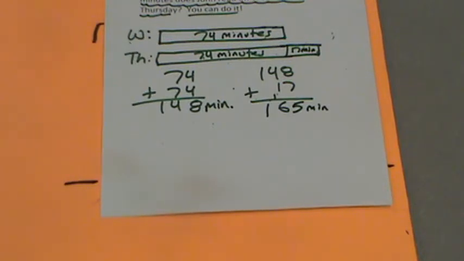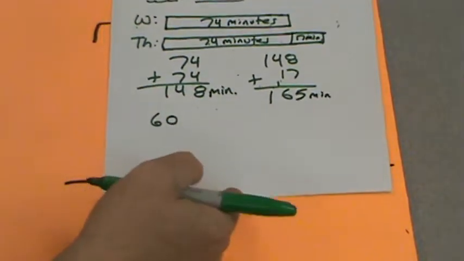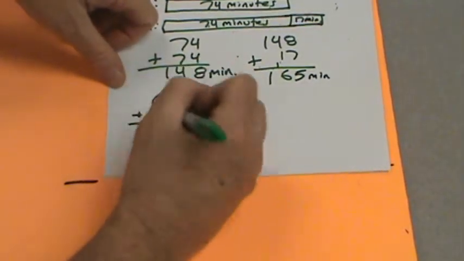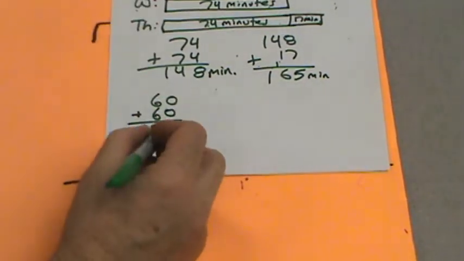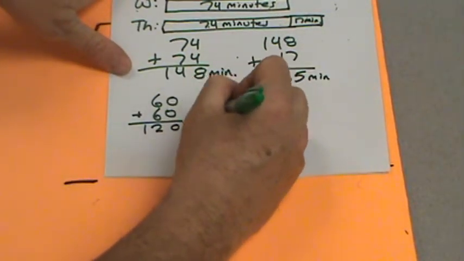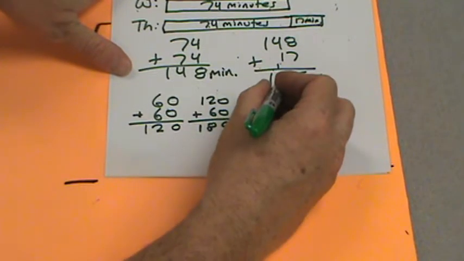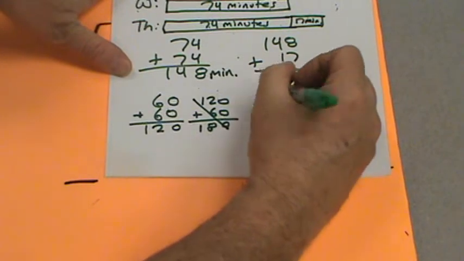How many minutes in 1 hour? I remember somebody telling me it was 60. So let's see what we could do. Let's see how many hours we're going to have here. 60 plus 60. What would 60 plus 60 be? 0, and 6 plus 6 is 12. So that's 120. So let's do 120 plus 60, and we get 180. Is that greater than 165? Yes. Bye-bye. So it must be 2 hours.